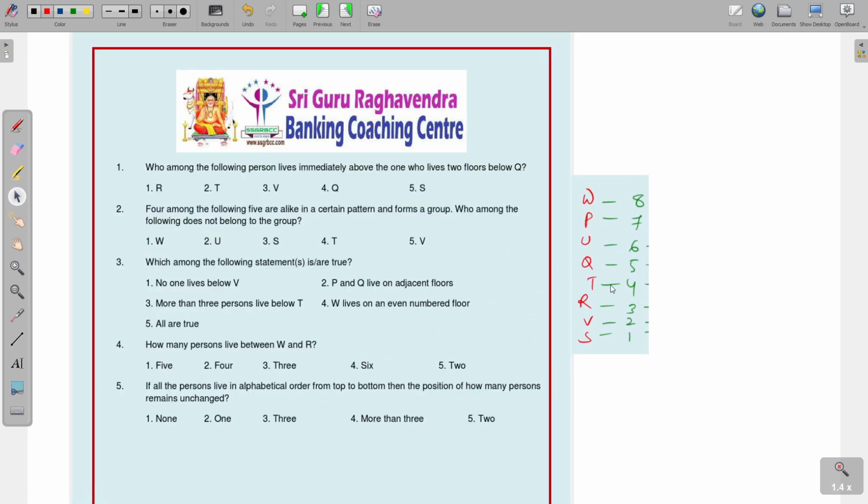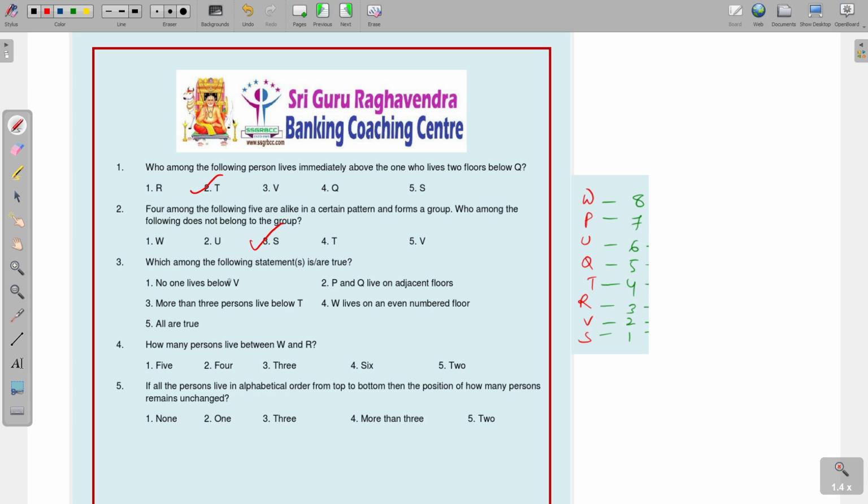See the first one. Who among the following persons lives immediately above the one who lives 2 floors below Q? So 2 floors below Q is R. Immediately above R is T. Next, who among the following does not belong to the group? We need to find the odd one out. So W 8th floor, U 6th floor and S is 1st floor, T is 4th floor and V is 2nd floor. So S is the odd one out. S lives on the 1st floor.